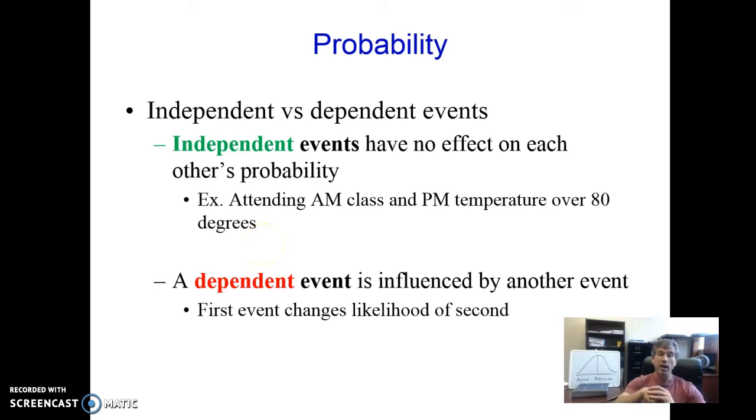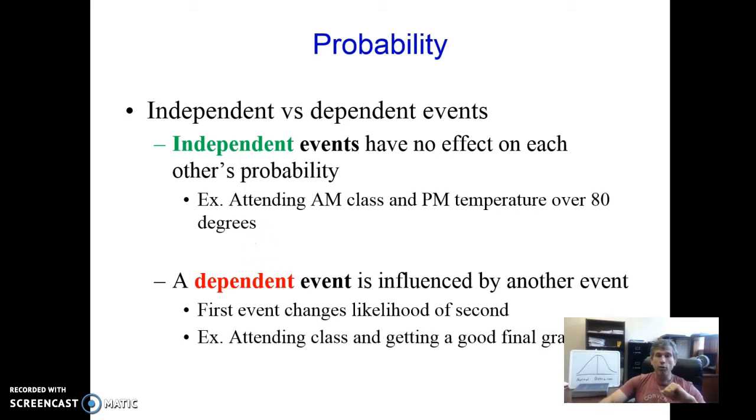Dependent events are just the opposite. What happens the first time around, the first event, changes the likelihood of the second event. It alters those probabilities. So, for example, there is a probability that you will attend class, or in this case, view these videos, do the required work. There's some probability, maybe it's very high, maybe it's very low, maybe it's in between. There's also a probability that you will get a good final grade in the course.